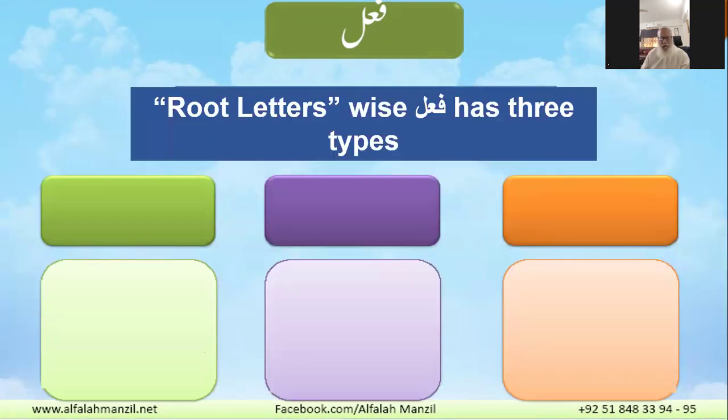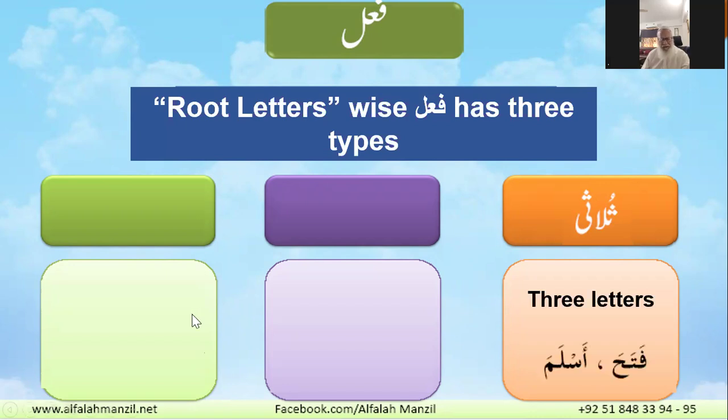So root letter wise, fail has 3 types. One is called sulasi. Sulasi means 3 letters, just like fataha has 3 letters. Aslama. Does it have 3 letters or 4 letters? What do you think? I say it's salasi, but it's showing more letters. Yes, it is also salasi because the root letter is the same, 3.